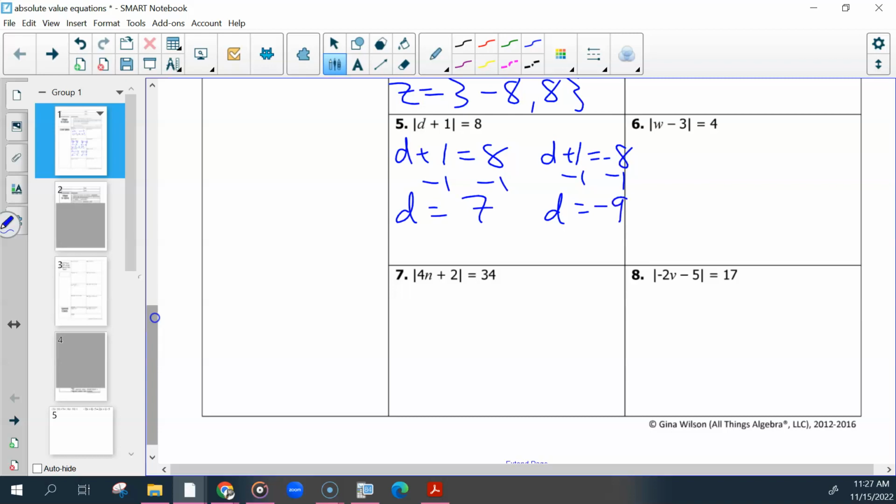So sometimes the numbers are the same, just one's positive, one's negative, but sometimes that's not the case. So it depends on the problem. So least to greatest, that would be -9 and 7. Questions so far?